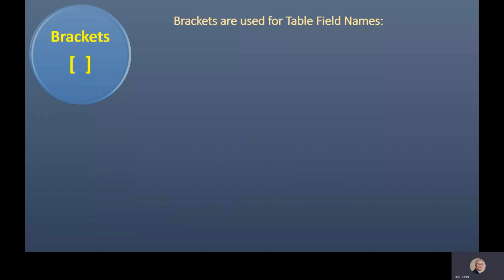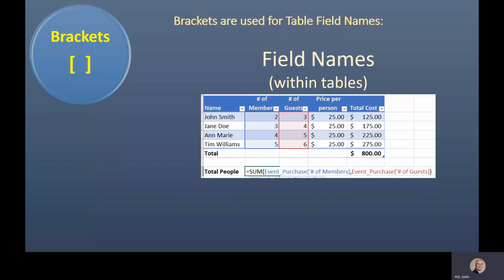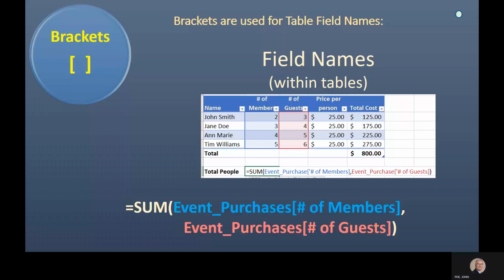Brackets, if you think about it from the perspective of Excel, are used to identify field names within tables. In this example, if we're going to add a couple of columns here, it's a table, we would be adding the event purchases table, the column number of members, as well as the event purchases table, the number of guests. And so that's how you would pull that information together.